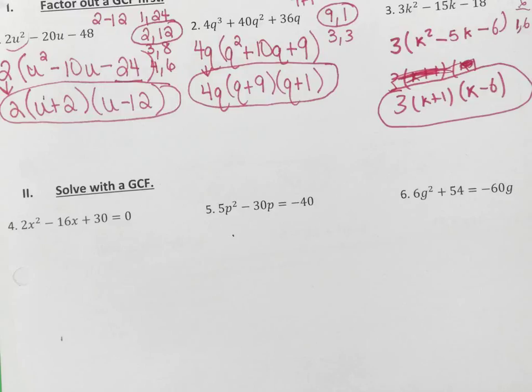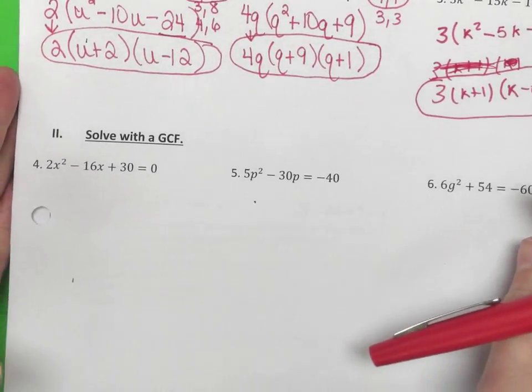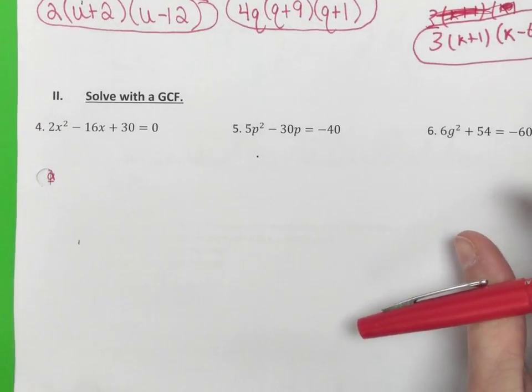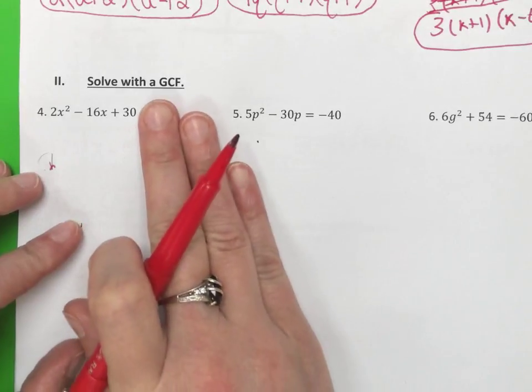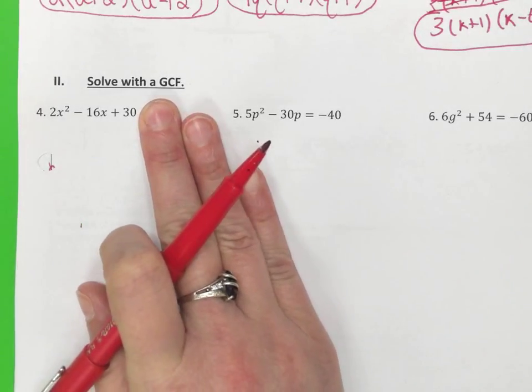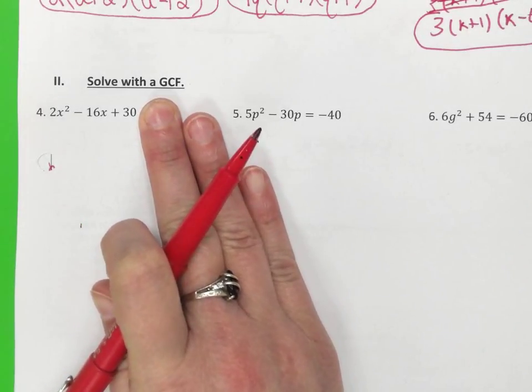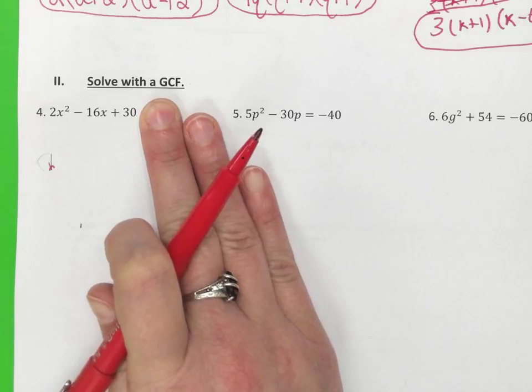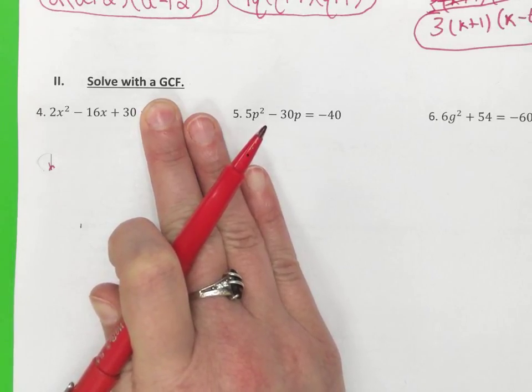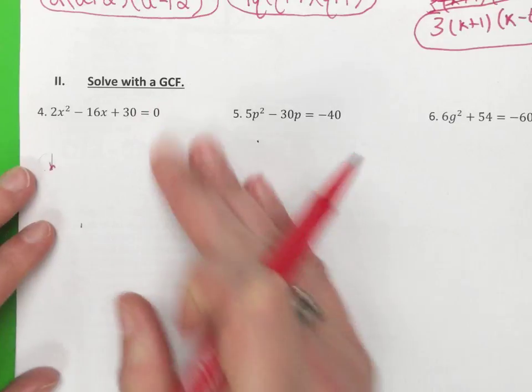Alright, y'all ready to learn the new stuff at the bottom? Y'all got this. Alright, here we go. Number 4. Cover up the 0. What number goes into all 3 of them, Alfredo? 2. Do they all have an X? Nope.